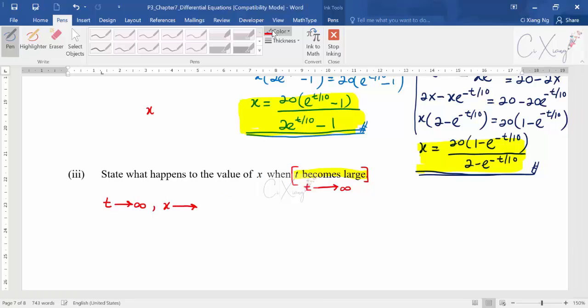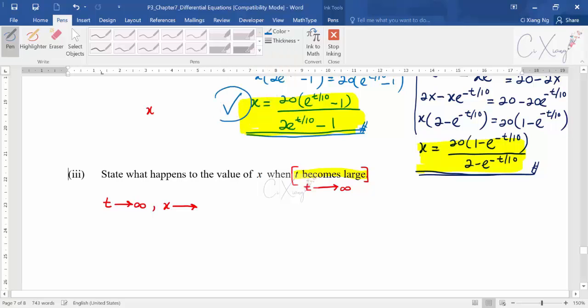Okay, so if you are using this answer, you should have 20 and then e^infinity. Infinity divided by 10 is still infinity, right? So minus 1 divided by 2e^infinity minus 1.